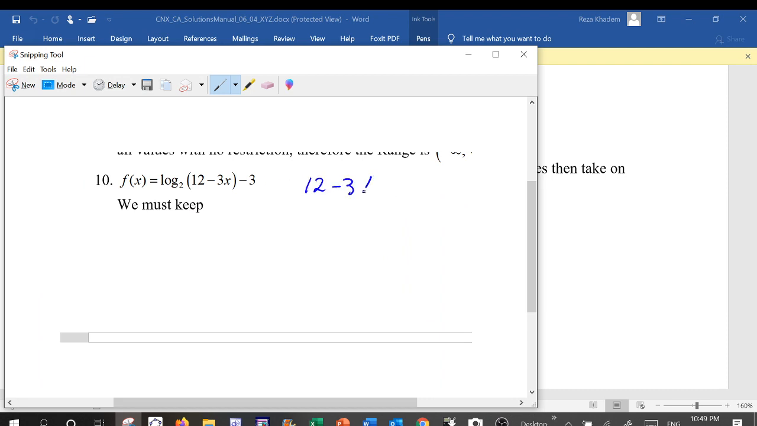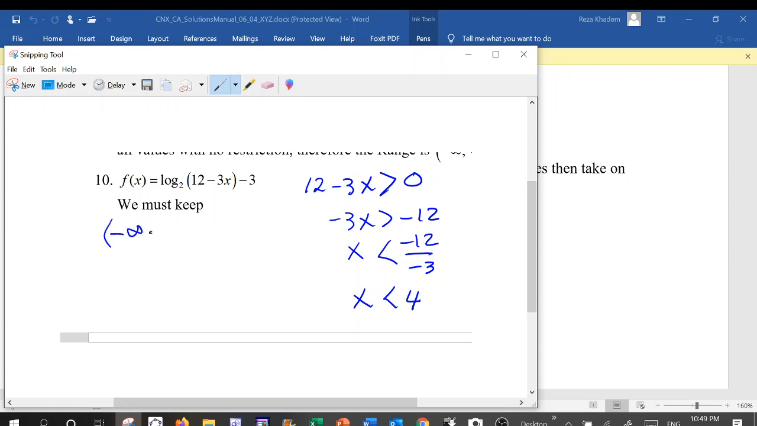12 minus 3x has to be greater than 0. So we can get 3x here and move the 12 to the other side. And when you divide by negative 3, you have to switch the direction of the inequality. So you get x, negative 12 over negative 3, so x is less than 4. So that means all numbers from negative infinity to 4 will work, right?